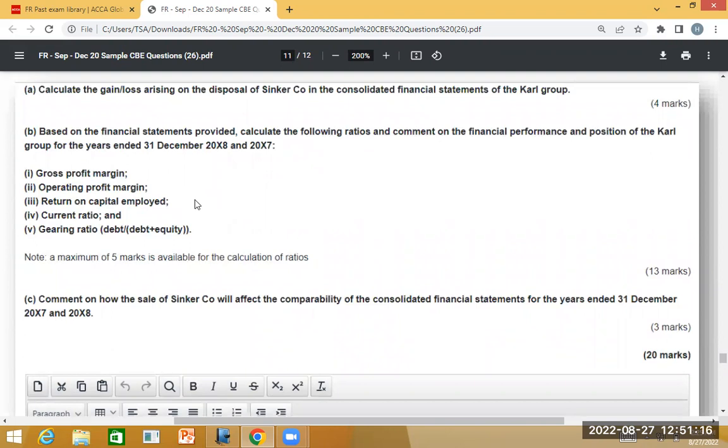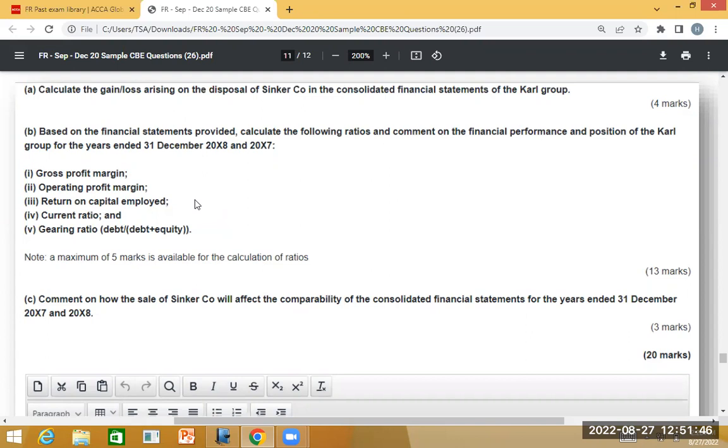The first requirement is to calculate the gain or loss on disposal of the Singer company in the consolidated financial statements of the Carl Group. That's a straight 4 marks. You should know the formula only, and you can easily calculate the amount of the gain or loss. It's the gain that we need to calculate from the group perspective. So it's a very easy 4 marks that you can easily get.